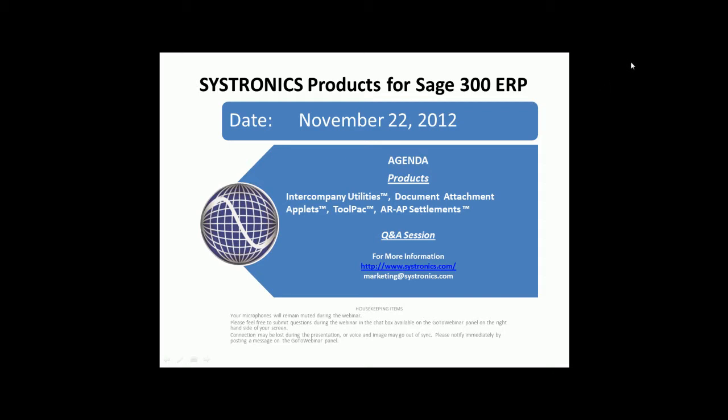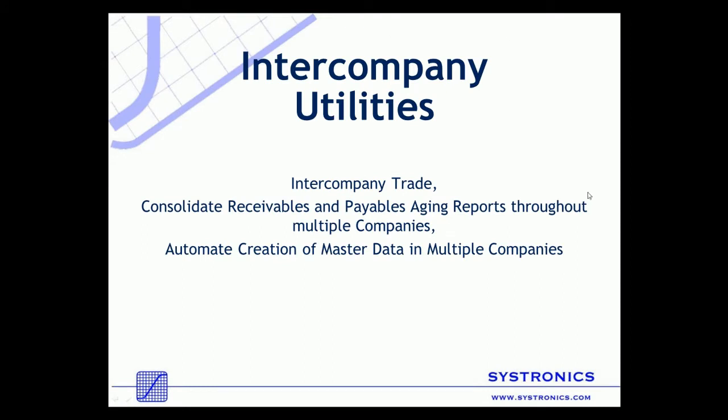I would also like to welcome you to our webinar. And I would like to start it with intercompany utilities. Intercompany utilities is a modular product and each module can be purchased separately. Let me describe to you what you can do using this application. It allows you to create GL accounts, AR customers, AP vendors, and IC items in different companies automatically.